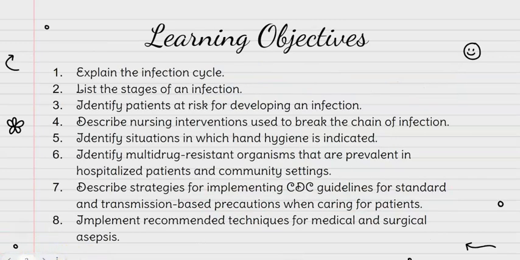By the end of this lecture, you're going to be able to explain the infection cycle, list the stages of an infection, identify patients at risk for developing an infection, describe nursing interventions used to break the chain of infection, identify situations in which hand hygiene is indicated, identify multi-drug resistant organisms that are prevalent in hospitalized patients and community settings, describe strategies for implementing CDC guidelines for standard and transmission-based precautions when caring for patients, and then implement recommended techniques for medical and surgical asepsis.